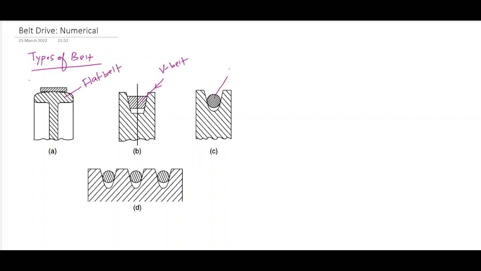The second category is your V belt. This one is your rope belt, and this category is rope belt with several grouped pulley. They are used depending upon the different applications.